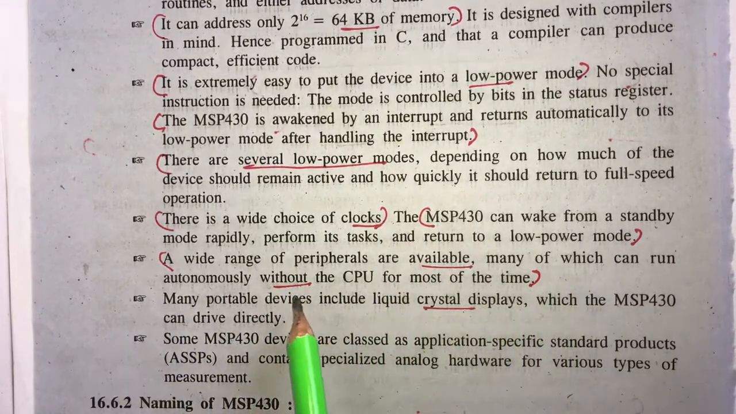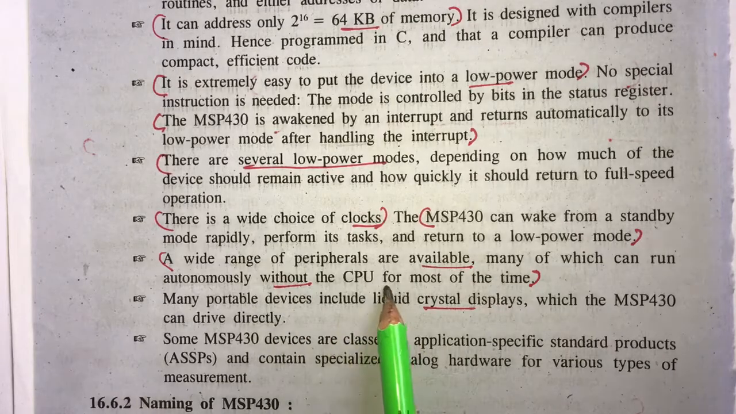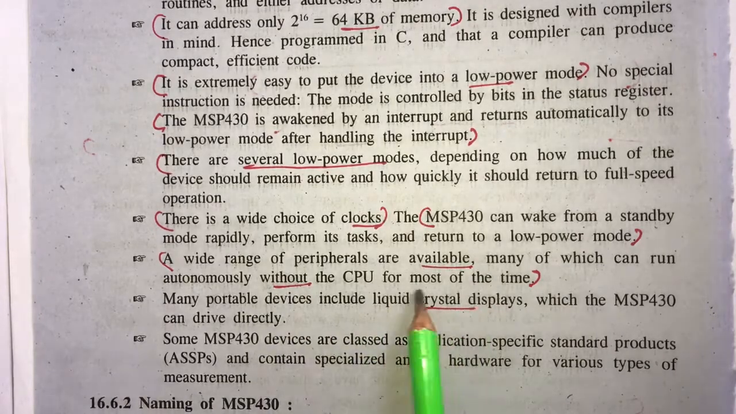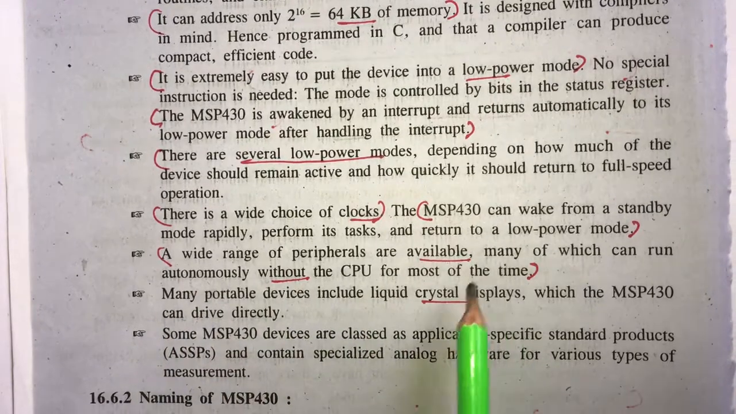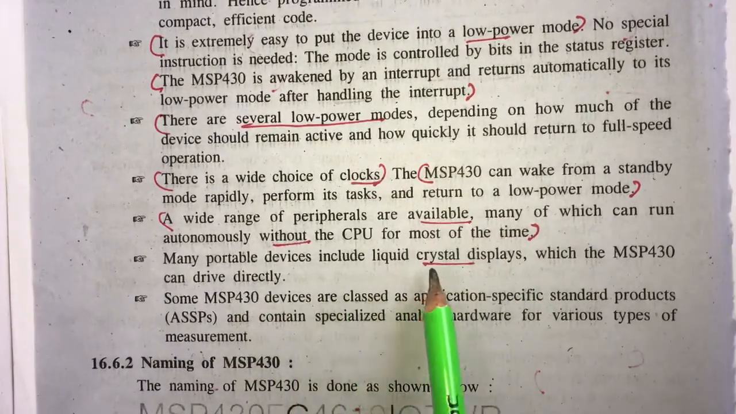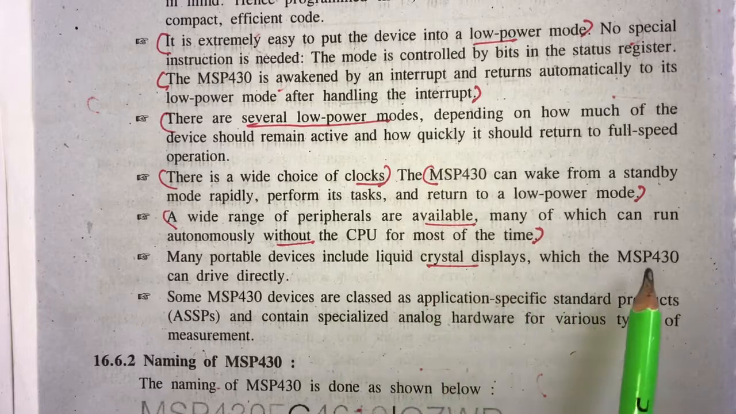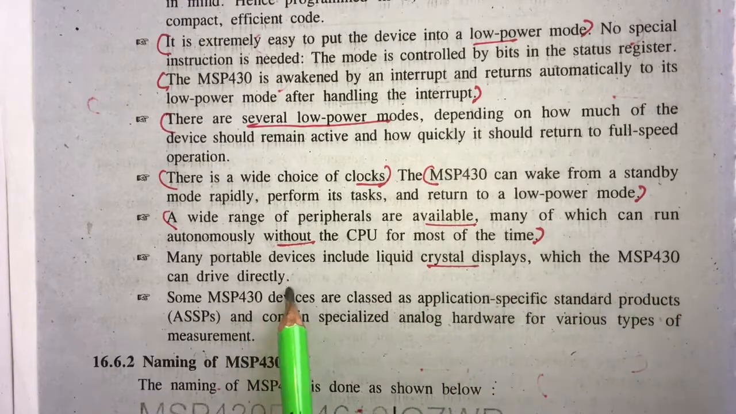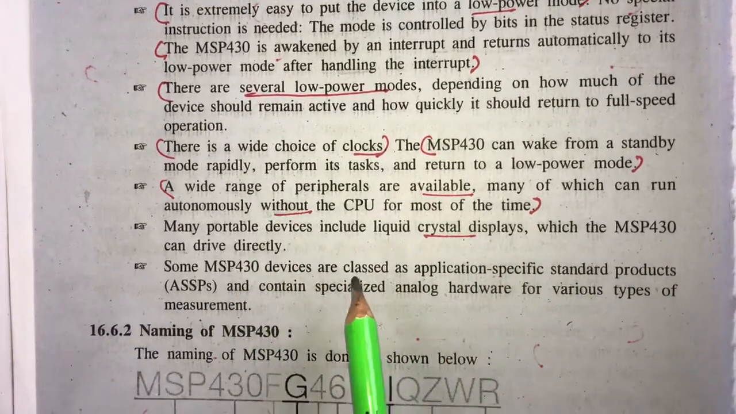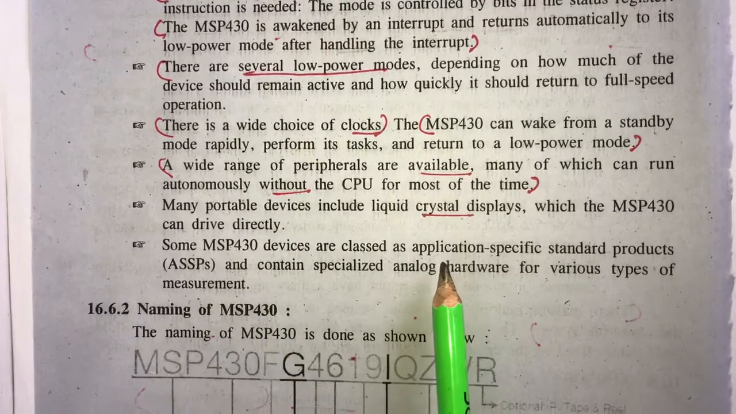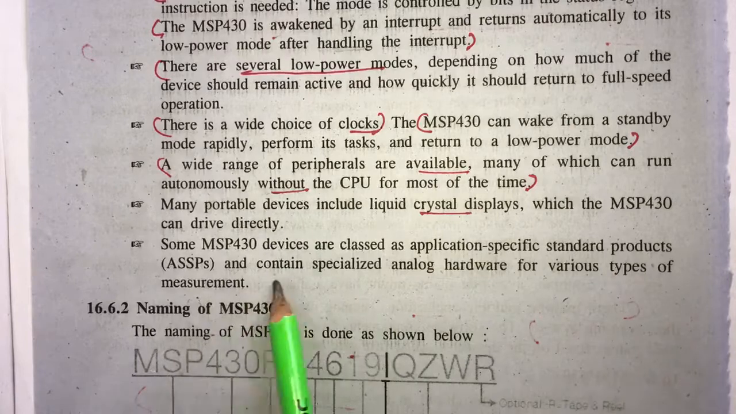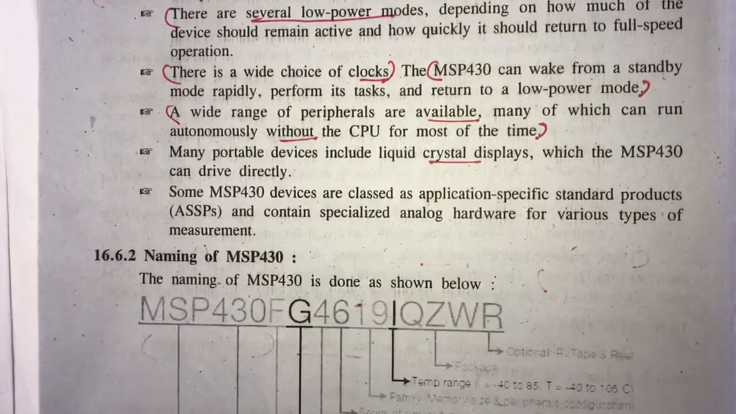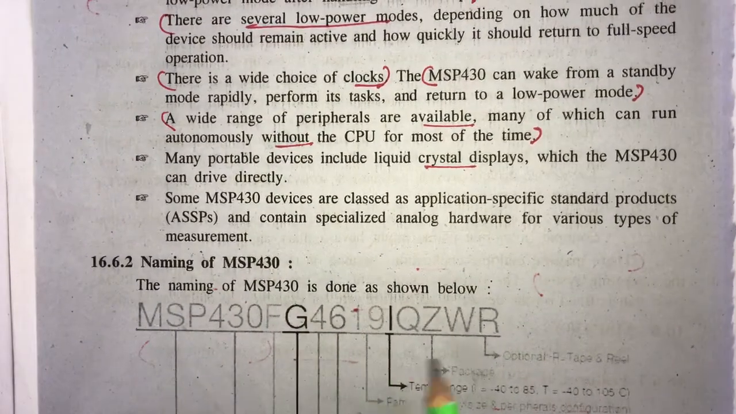And they can run autonomously without the help of the CPU. It can run independently, that is autonomously without CPU, for most of the time. And many devices which include LCD, liquid crystal displays, the MSP 430 can drive directly. So MSP 430 devices can be classified as application specific standard products, ASSPs. Okay, next, naming of MSP 430, it is not required from your CT point of view.